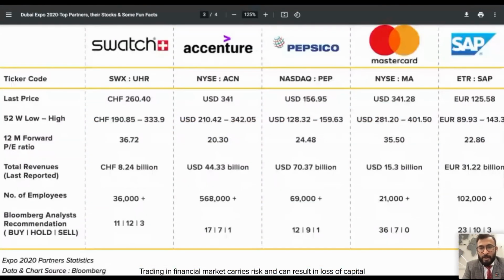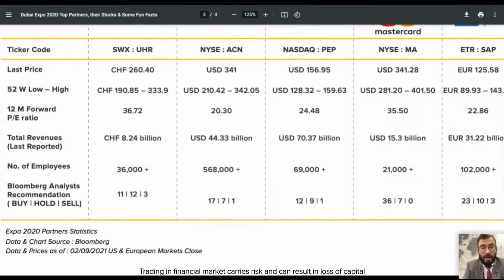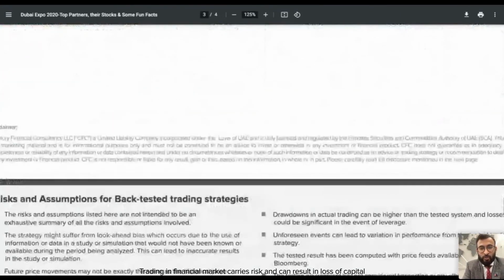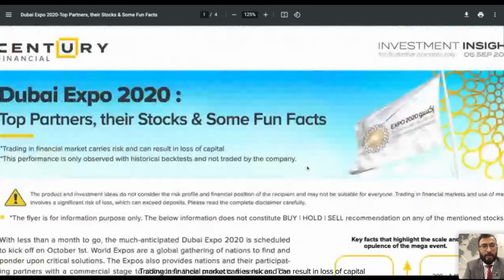So if you see, these are a few companies which will be there in Expo 2020. Somehow they are connected. Their total revenues, number of employees, and their Bloomberg analyst recommendations as well, right? So this is something which, again, we can talk further about, what kinds of strategies we can always look at.